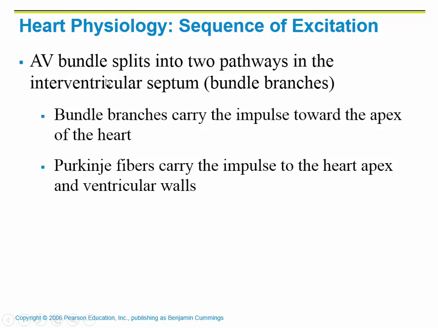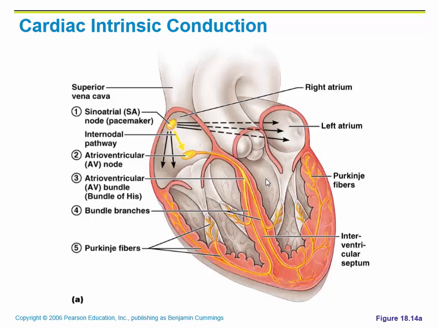Now the AV bundle is going to split into two pathways because we have a right and a left ventricle. And so the bundle branches are going to carry the impulse towards the apex, which is the point at the bottom. And then they're going to surround both of the ventricles. And then finally, we have these things called Purkinje fibers that are going to carry the impulse into those ventricular walls. So this is what it looks like.